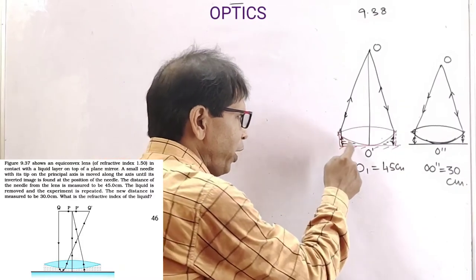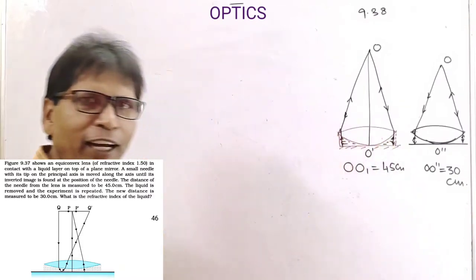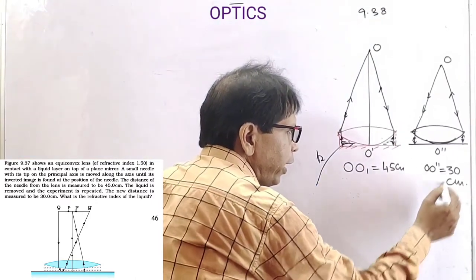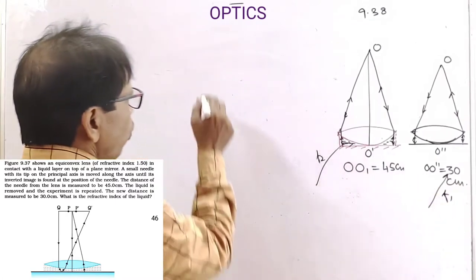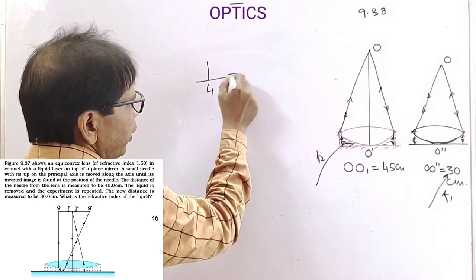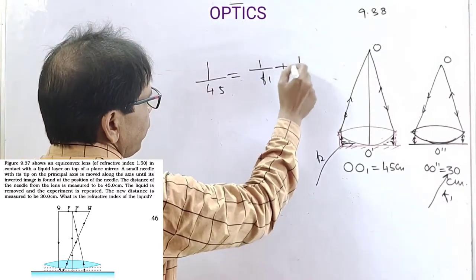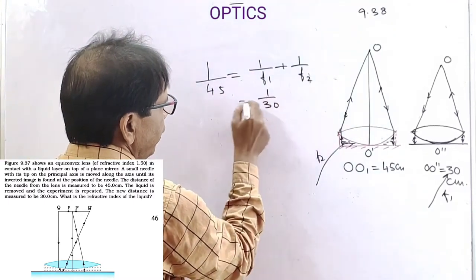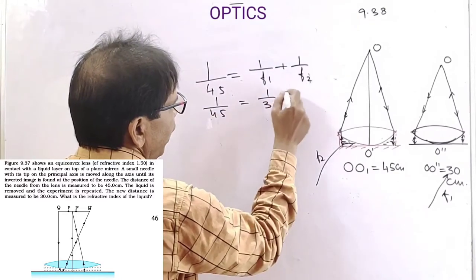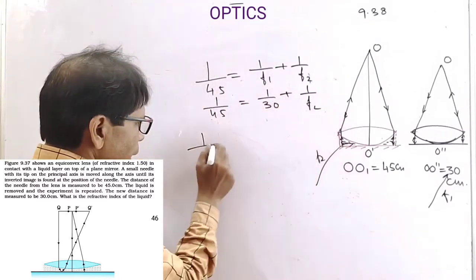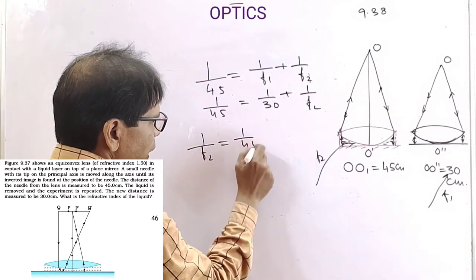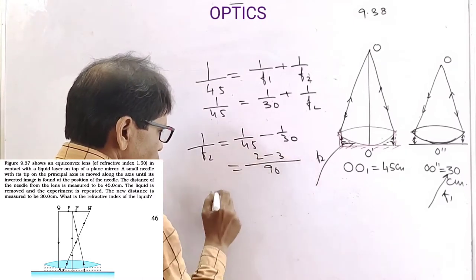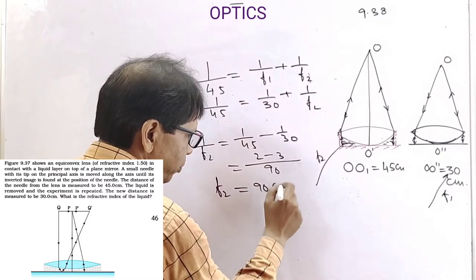Now we have to calculate the focal length of this water lens. Understood? The focal length of this water lens is f2 and this lens is f1. Then 1/f, that is 1/45, equals 1/f1 plus 1/f2. Now this is 1/30 and this is 1/45 plus 1/f2. So 1/f2 equals 1/45 minus 1/30. So 90, this is 2 minus 3. So f2 equals 90 cm.